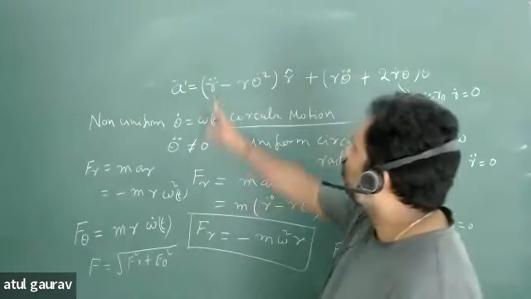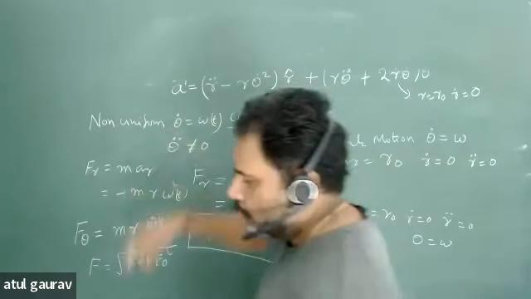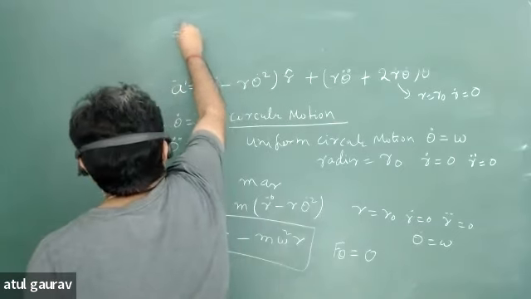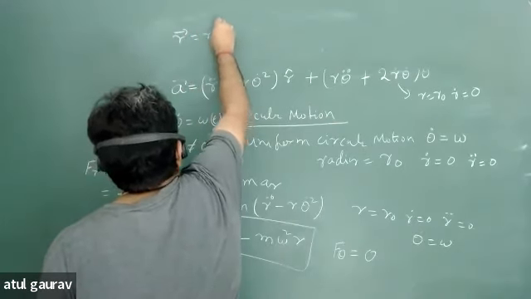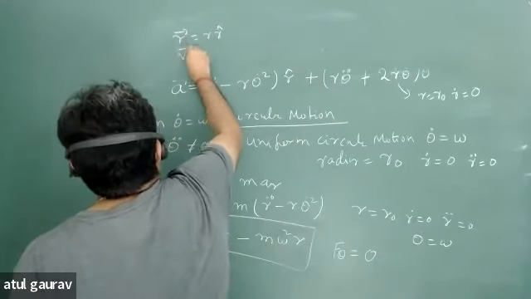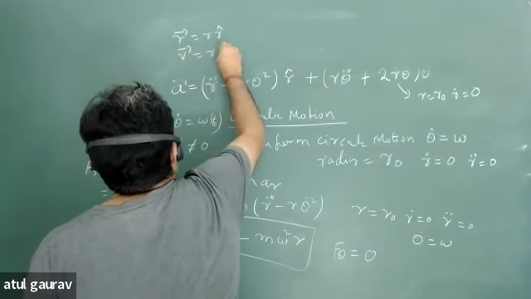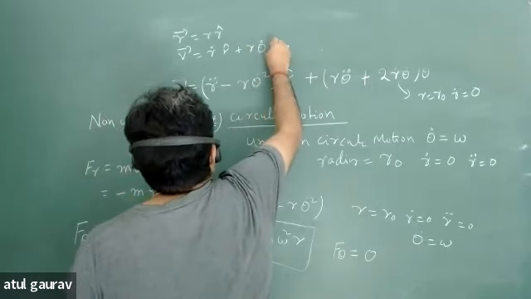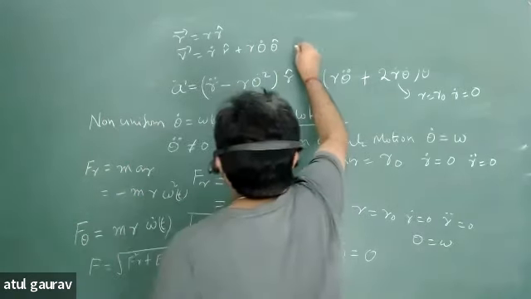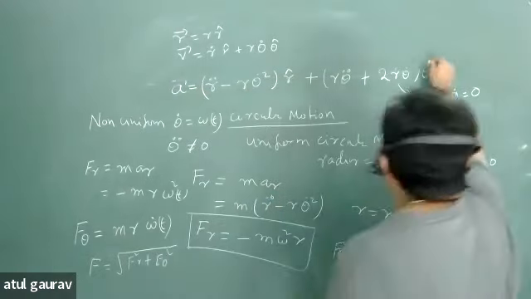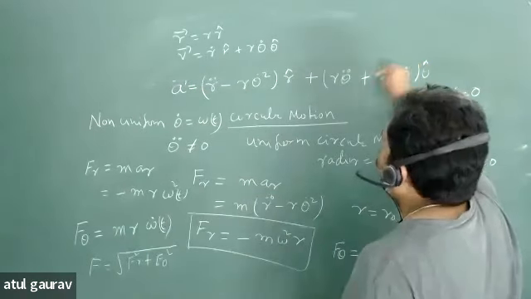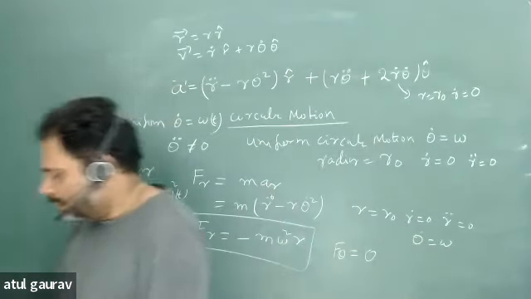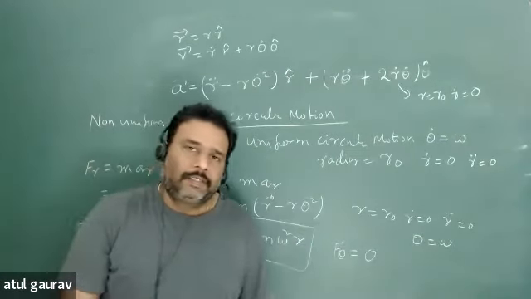So हमें किसका use करना होगा? Mostly, you have to just remember mainly 3 formulas. This is your r: r is nothing but r r cap. What is your velocity? Velocity is nothing but r dot r cap plus r theta dot theta cap, and your acceleration is this one. Okay. So these 3 things we will try to use in the next class. So कल की class में हम लोग इसे finish करेंगे. Okay.